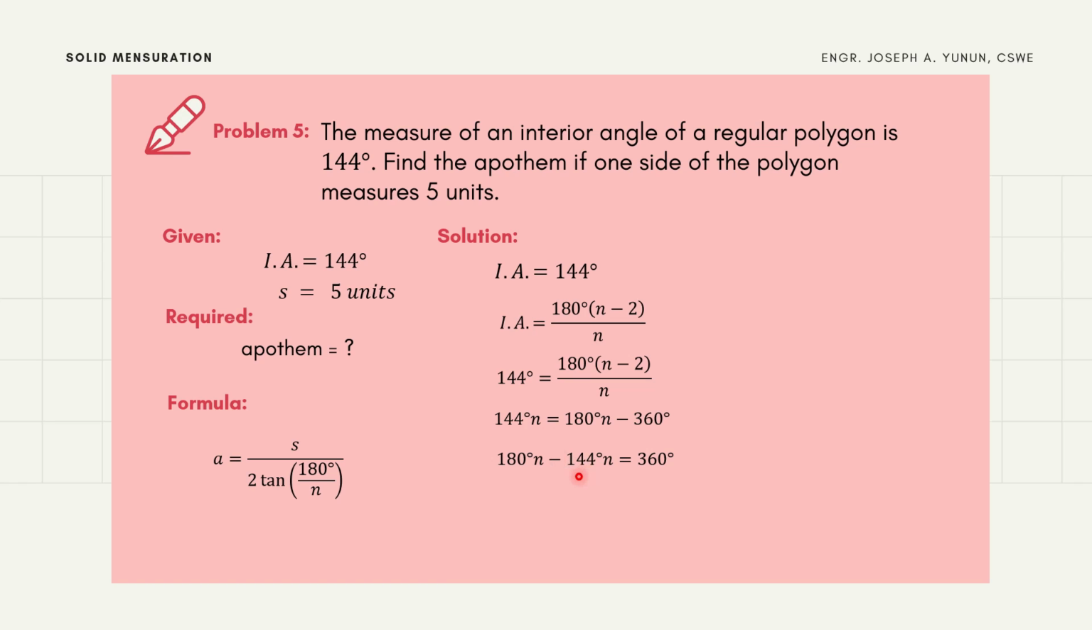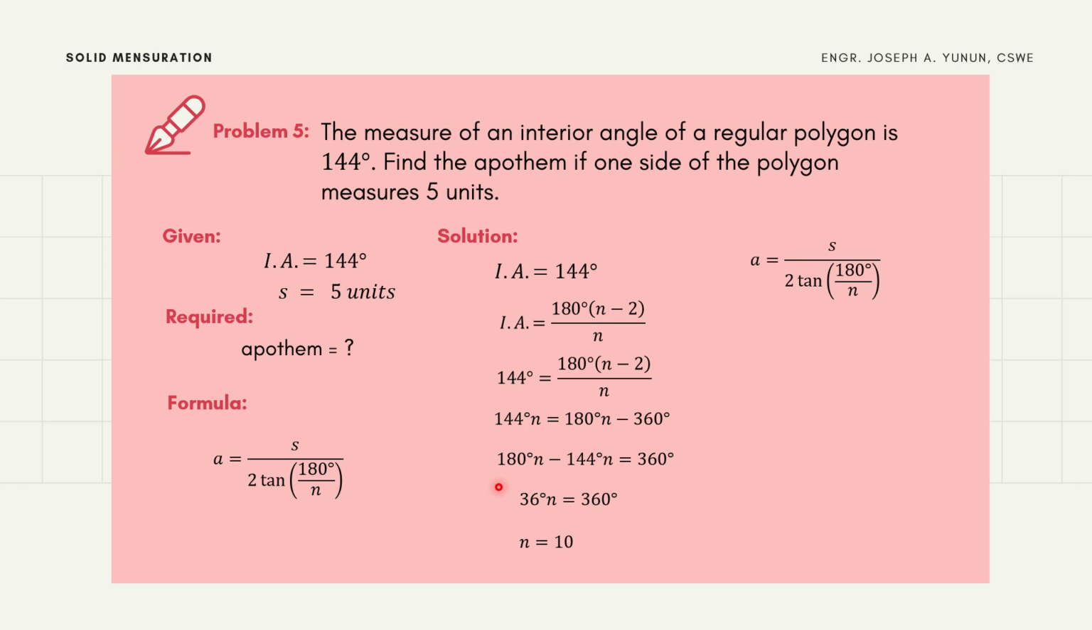So that gives us this one. So 180 degrees n minus 144 degrees n will be equal to 360. Simplifying that one, that gives us 36 degrees n equals 360 degrees. So dividing both sides by 36 degrees, the number of sides is given as 10.